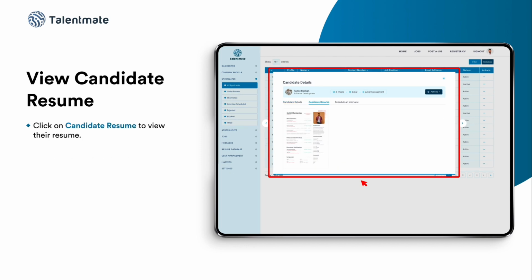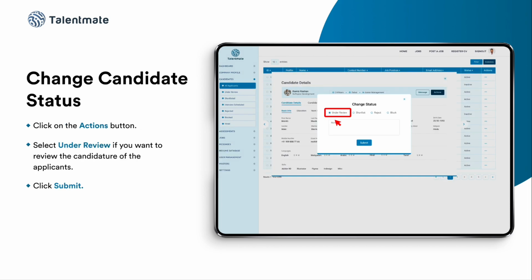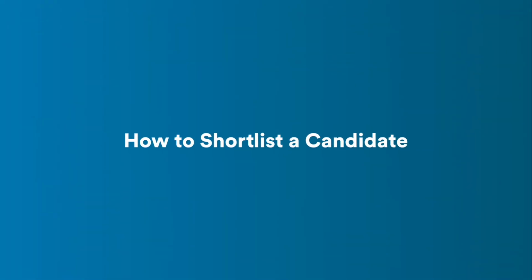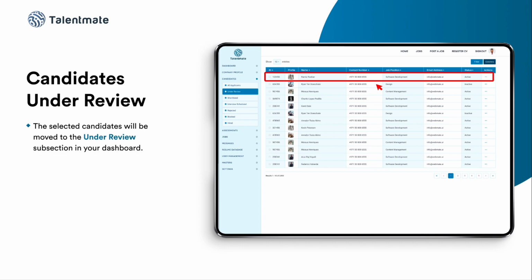Now, click on the subfield Candidate Resume to view the resume of the candidate. Click on the Actions button and select the action under Review if you want to review the candidature of the applicants. Then click Submit. Once you take that action, the selected candidates will be moved to the Under Review subsection in your dashboard.